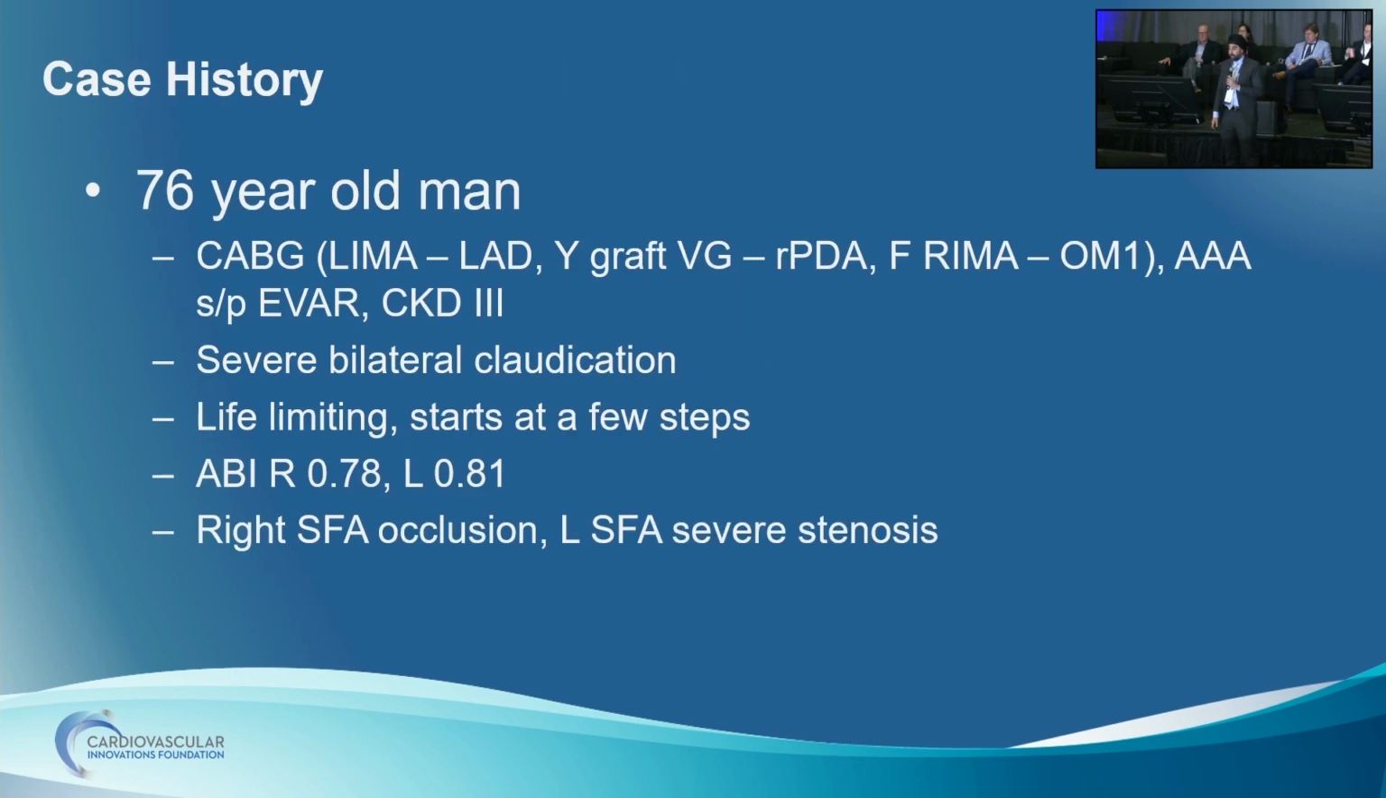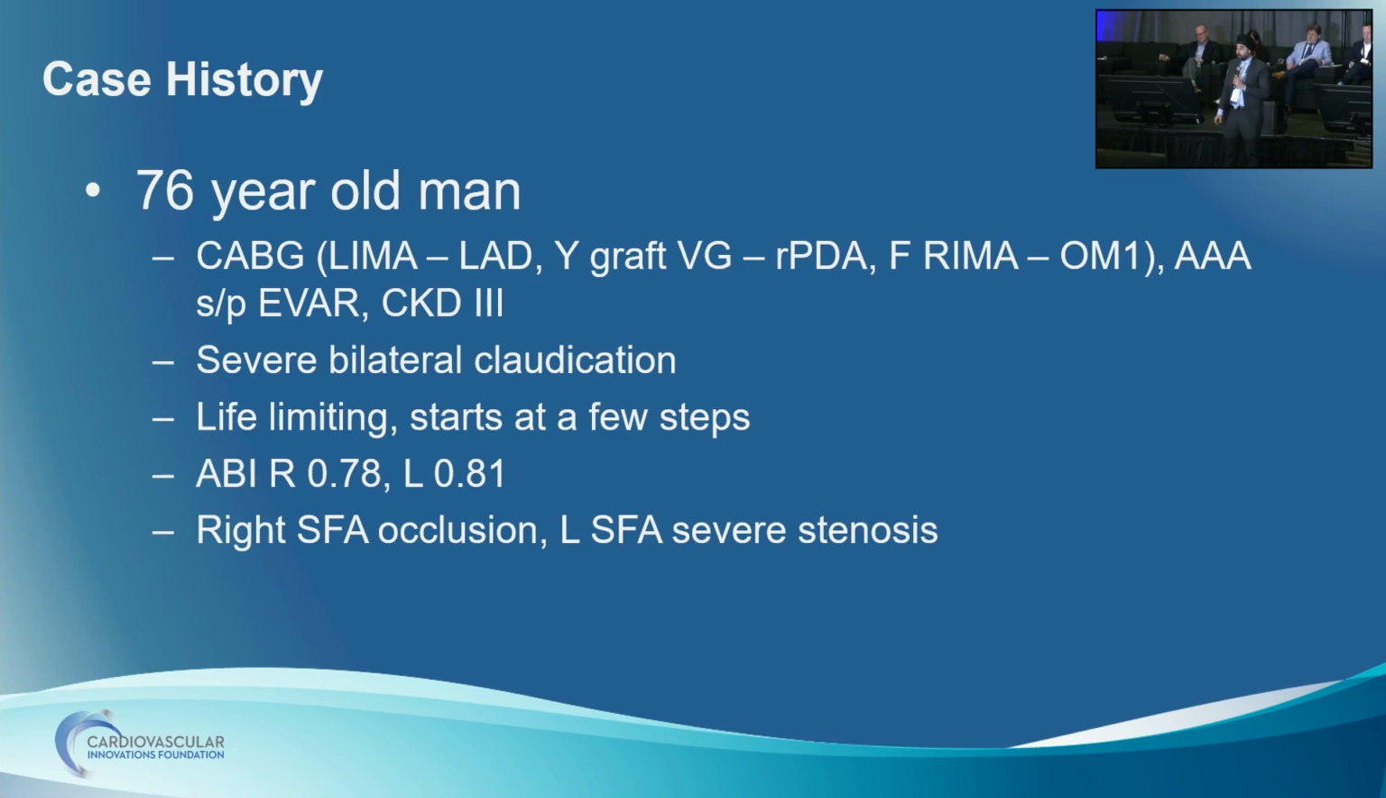The disclosures are online. So this is a 76-year-old man, history of CABG, AAA, and he had an EVAR done about 3 or 4 years prior. He had CKD stage 3 with a creatinine of about 2.5, and so I think that plays a role into some of the contrast limitations, and we didn't always take pictures of every single step for that reason.